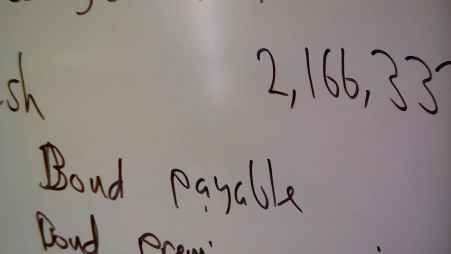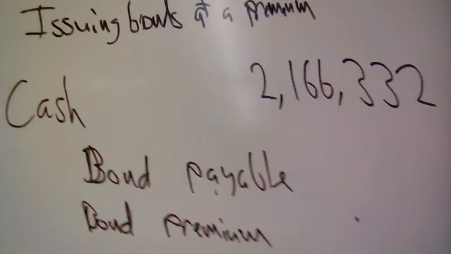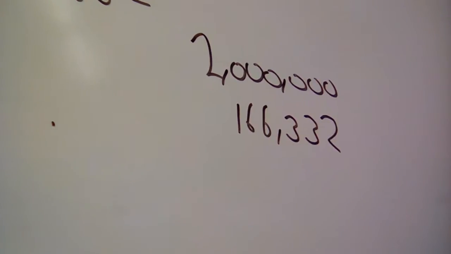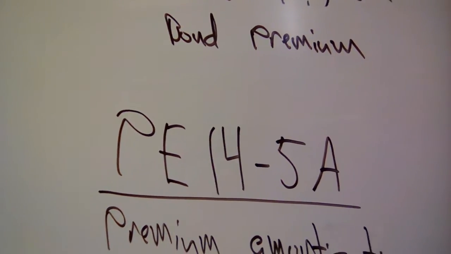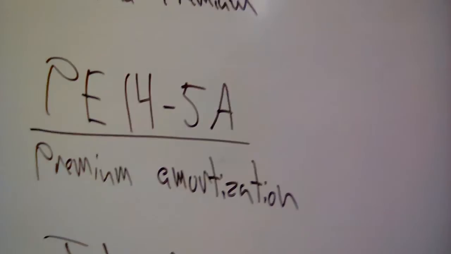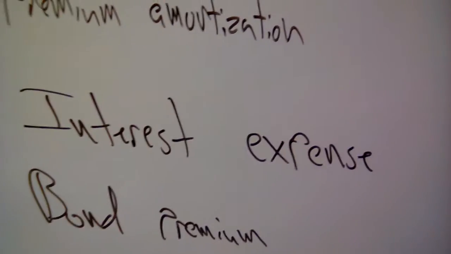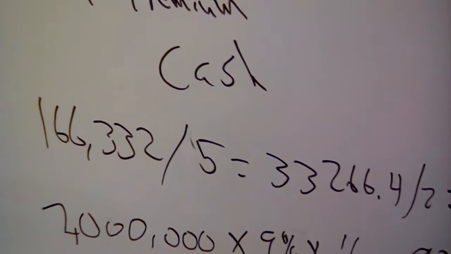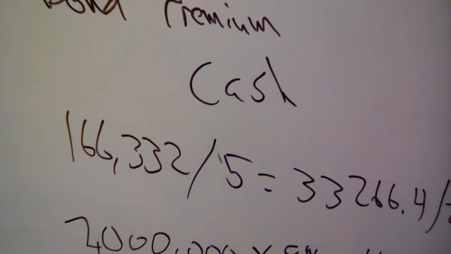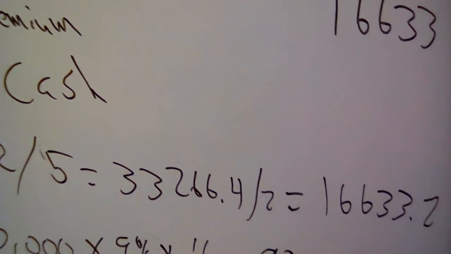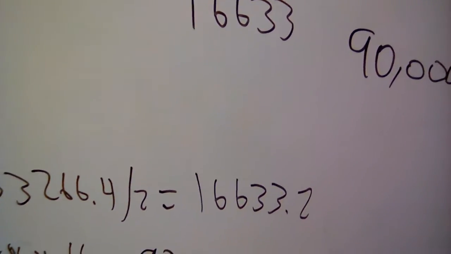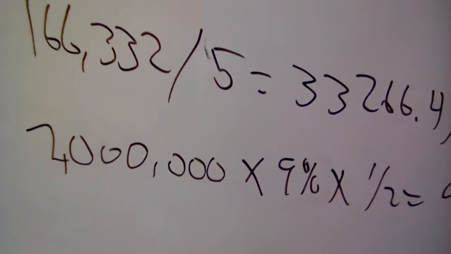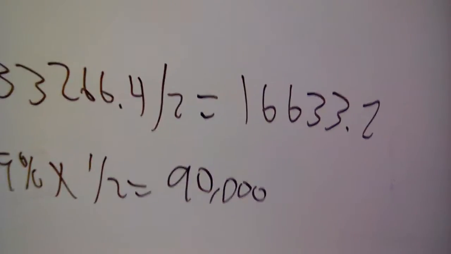In more intermediate books, it will actually have you use a table to figure out the amount of cash you received, and so the premium is the difference. And then the next one is how we amortize that premium. So here's the math behind it. The premium is you take the 166,332 divided by 5 years, divided by 2, which is the interest payments, and that's how much we're amortizing. And then the interest is just the face times the interest rate times half.